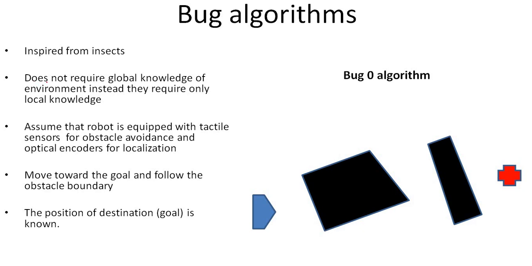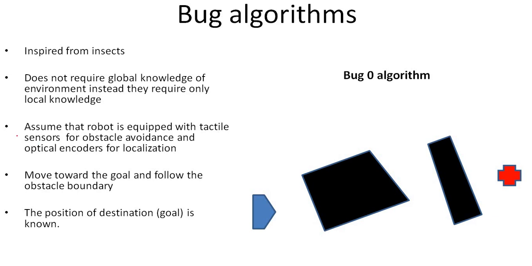Okay, so they do not require global knowledge of environment. Instead, they require only local knowledge. It means that they don't need a complete map of the environment. They don't need a model of the environment. What they need is only the obstacle in front of them or in the side near them. They need the information about the obstacle that is close to them, not about far away obstacles that are not in range.